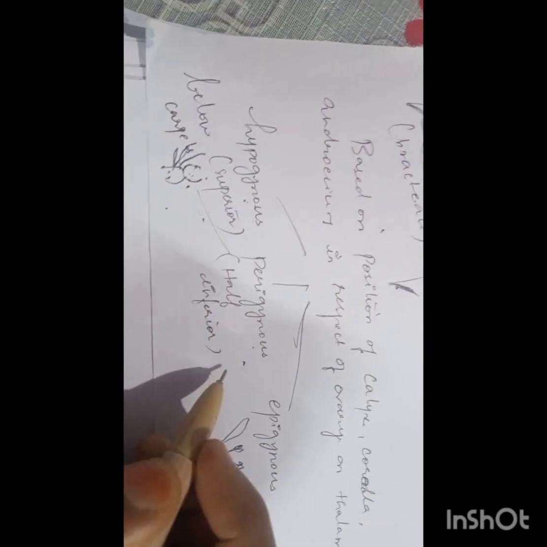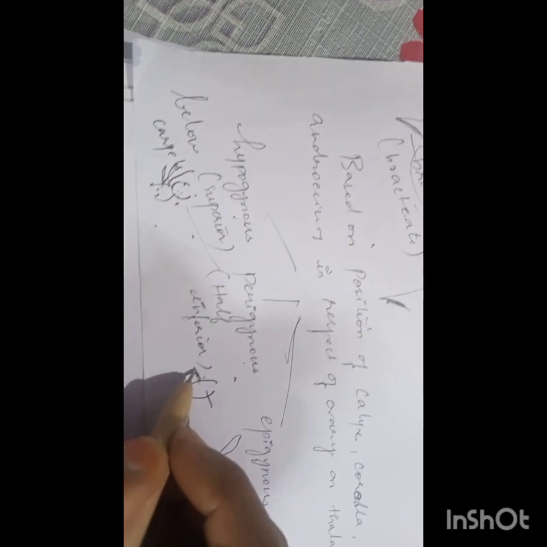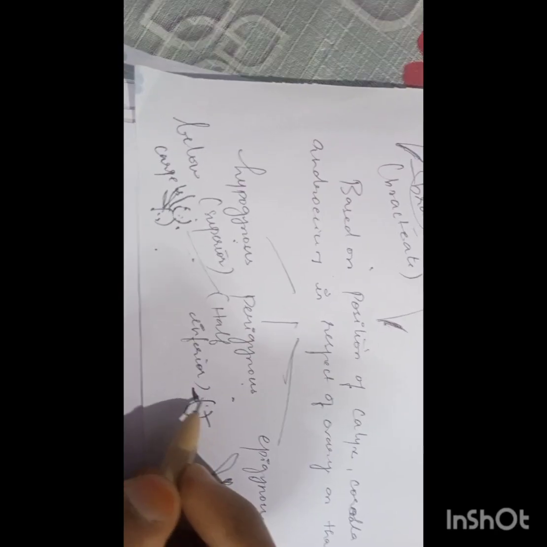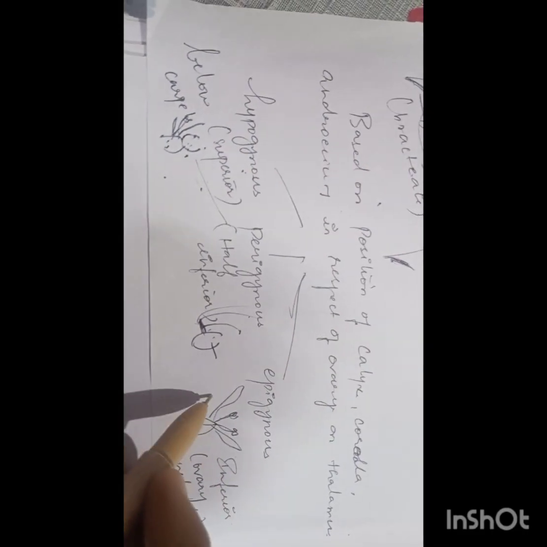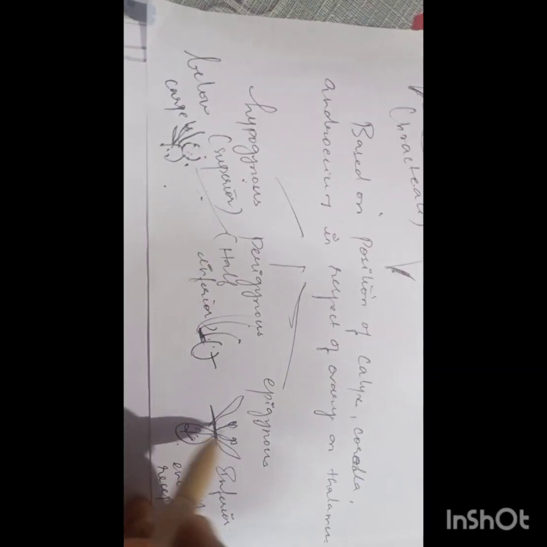Perigynous means in the middle, so half inferior. So half of the ovary will be inside and half of the ovary will be on the top, and the other floral whorls will be arranged around. So this kind is known as perigynous. And epigynous, the ovary will be completely inferior. The ovary will be completely at the bottom and all the other floral parts will be on the top.